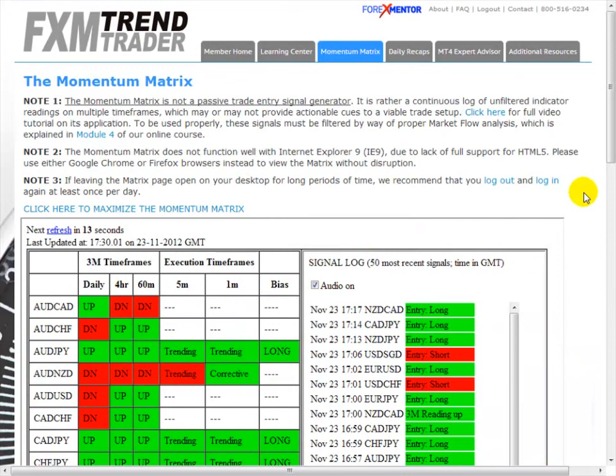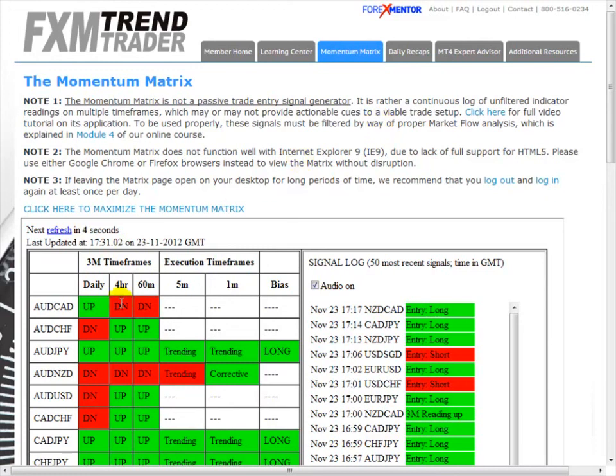Okay, we're now at the page. There's a page in the members area for the Momentum Matrix, and it has some explanatory information at the top. The most important of which I would suggest is the fact that the Momentum Matrix is not, I repeat, not a passive trade entry signal generator. All it does is capture indicator readings across as many as 5 different time frames at once. Put simply, we're looking for the same bias of reading up or down across all 5. In fact, we're looking for it across 4, and then when a corrective reading on the 1-minute chart flips to trending, that's where we're looking to potentially take action.